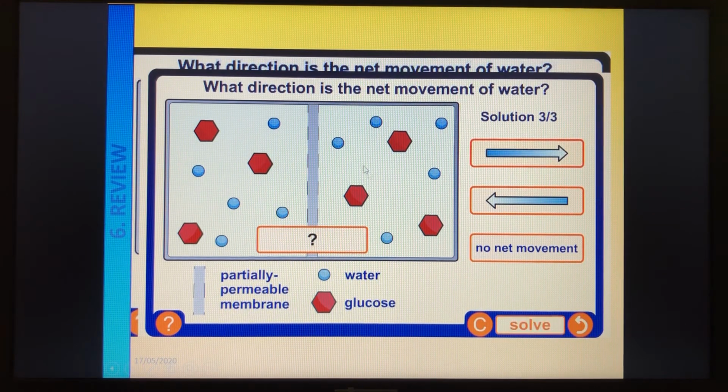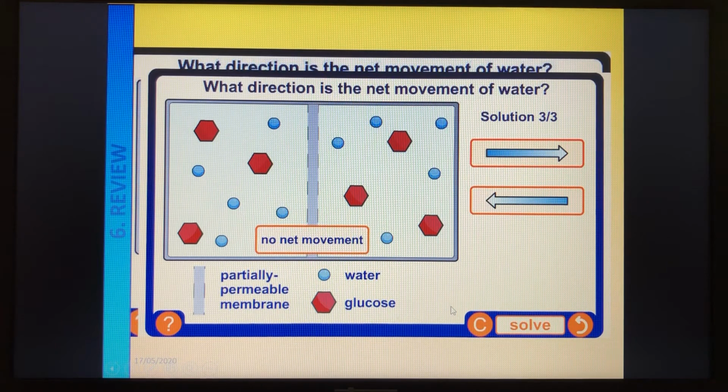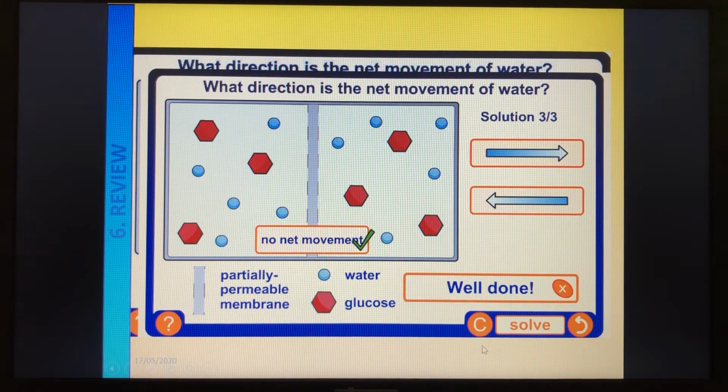And this time I've got the same 1, 2, 3, 4, 5, 1, 2, 3, 4, 5, and 3 and 3. I've got the same concentration, so I'm going to go for no net movement. We're in equilibrium, and let's check that. Yes, we've got that right.